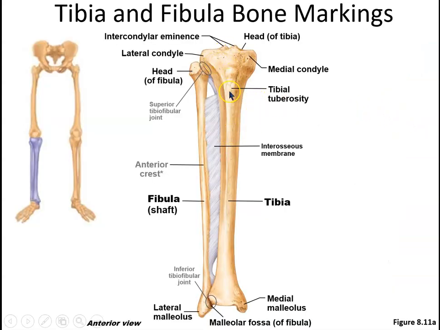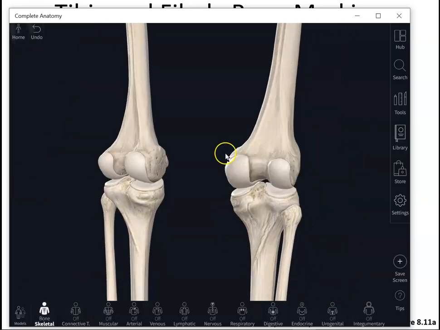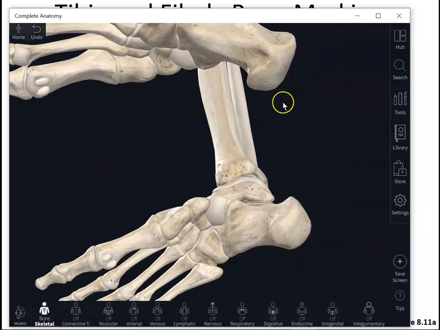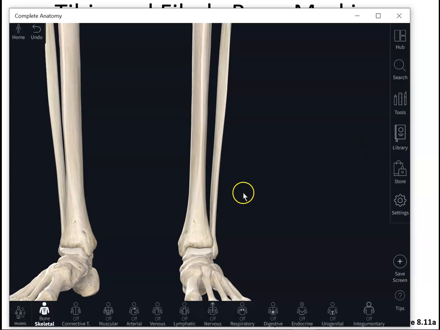The tibia holds the entire weight of your body. It has a medial malleolus, and the fibula contributes the lateral malleolus. Let's find those. Those stick out. You can find those just above your ankle. Those are the big bumpy things that stick out just above your ankle on both sides.